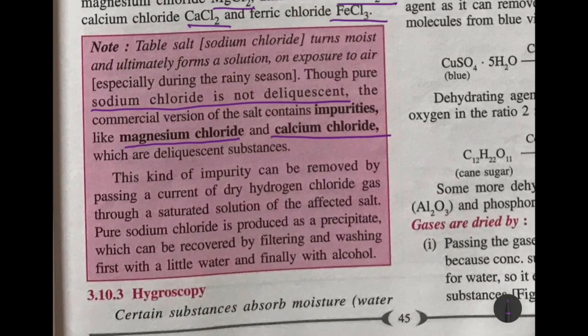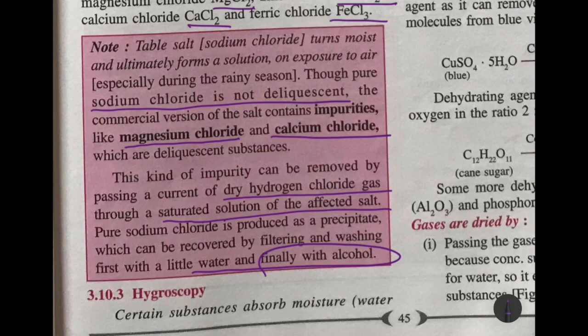So we can remove this impurity. How? By passing a current of dry hydrogen chloride gas through a saturated solution of the affected salt. Now pure sodium chloride is produced as a precipitate which can be recovered by filtering and washing, first with a little water and then, at the end, you wash it with alcohol.